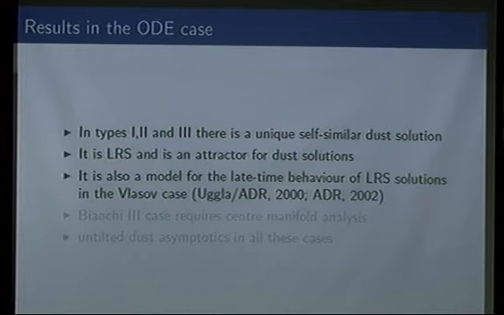And then, well, Bianchi 3 has a certain subtlety. It's a bit more difficult than types 1 and 2. It needs a center manifold analysis, which I did in this later paper. So these LRS types 1, 2, and 3 are basically well understood. And the answer is we find untilted dust asymptotics in all these cases. So this supports the idea that this might be the general behavior.